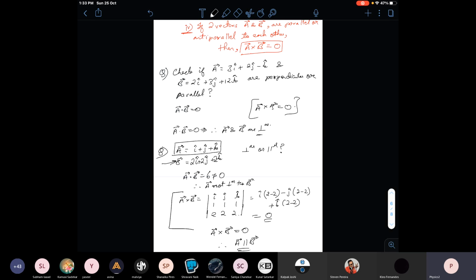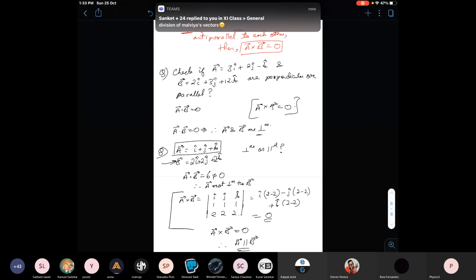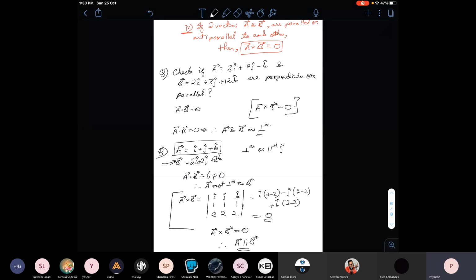Okay, how you got 6? That is the dot product. You have to calculate the dot product for that. I have already told you that whenever we find the dot product between A and B vectors, you just multiply the coefficients of the respective terms and add them. So 1 into 2 is 2, plus 1 into 2 is 2, again plus 1 into 2 is 2. So 2 plus 2 plus 2 is the answer.